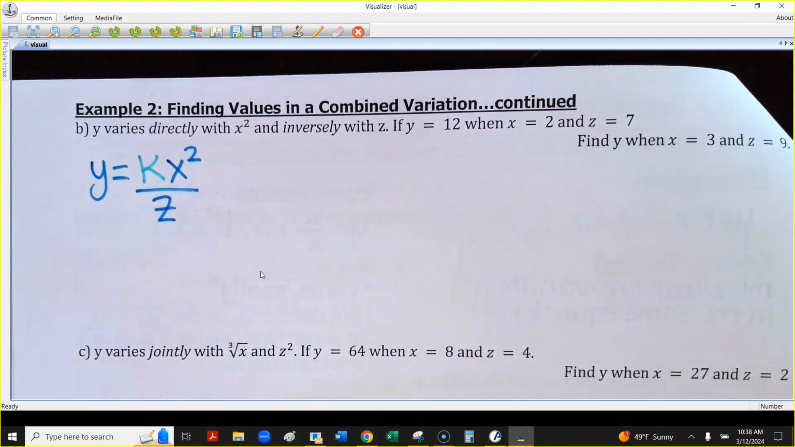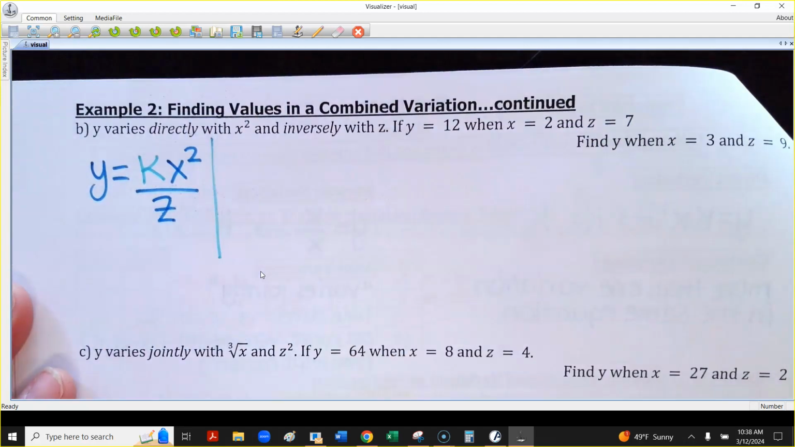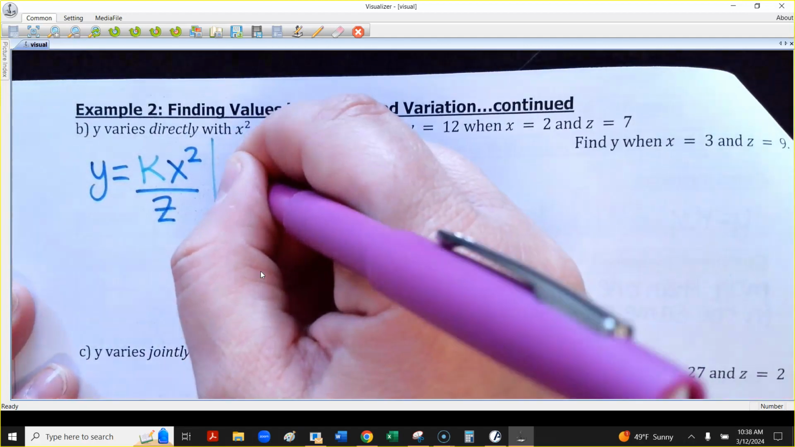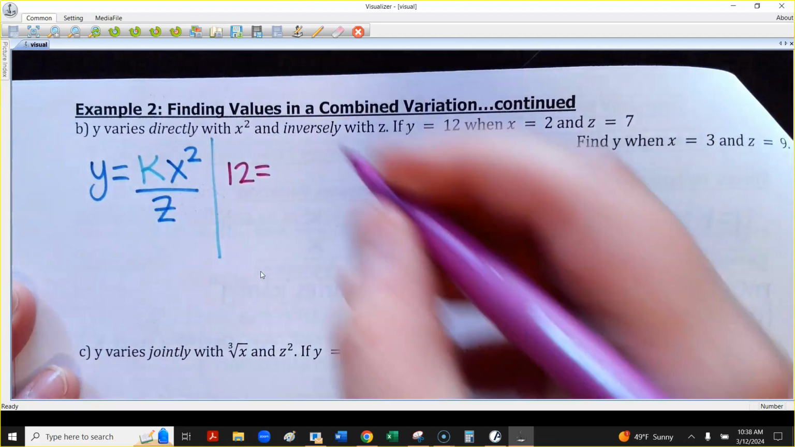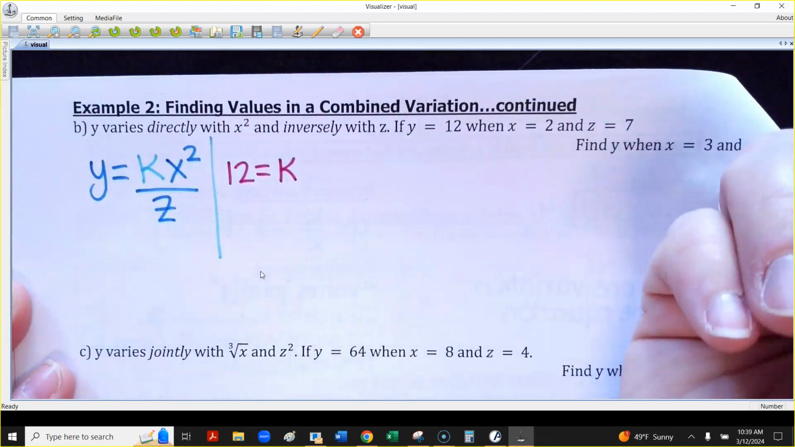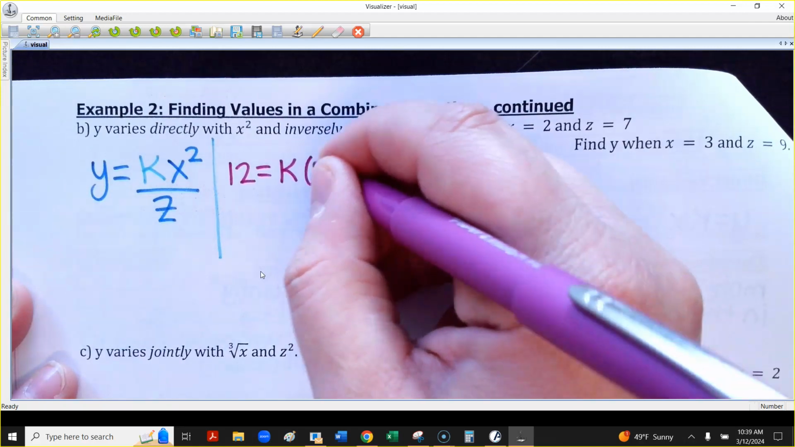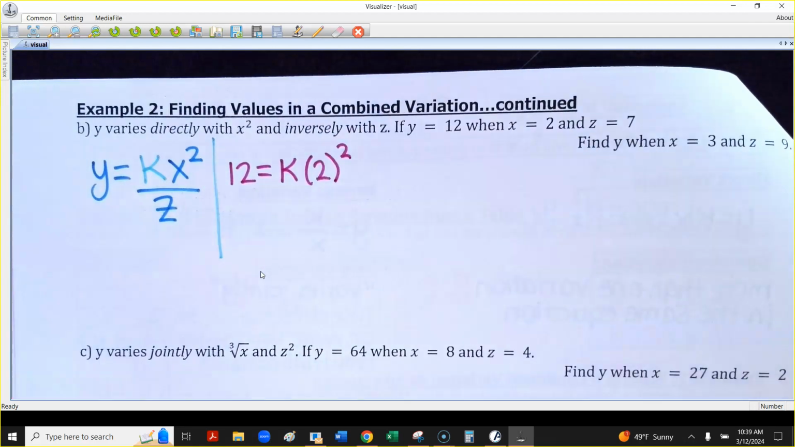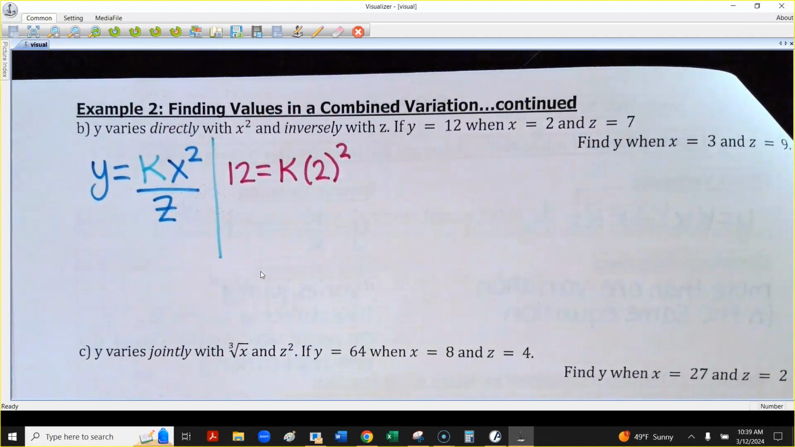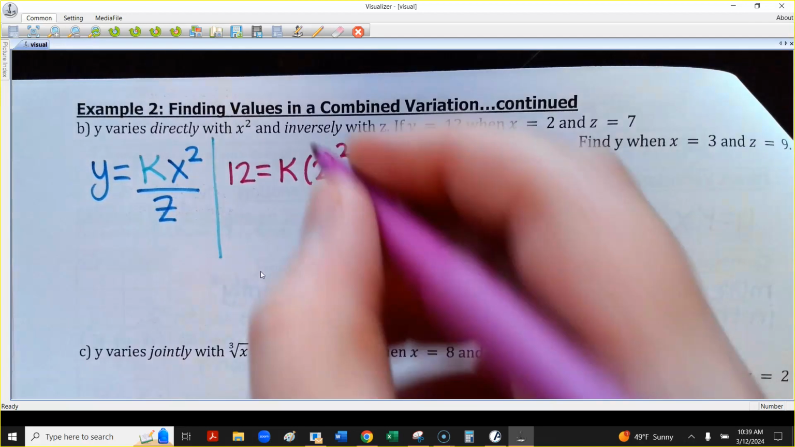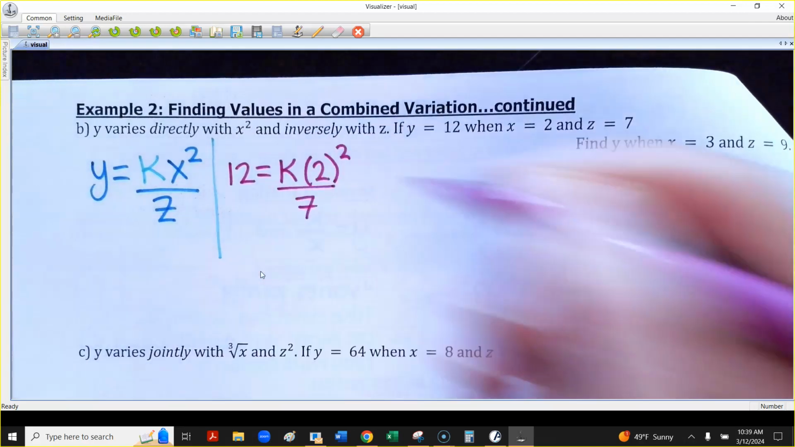Then they're going to give you just enough information to figure out that k value. So it's going to say if y is 12, so I'm going to sub 12 in for y, k is what we're going to solve for. We don't know that. X is 2. Now, in this question, the x is squared, so don't forget to perform that operation when you plug that variable in. So I'm going to plug in 2 for x. I'm going to have to square the 2. And then inversely with z, so the 7 would be on the bottom.